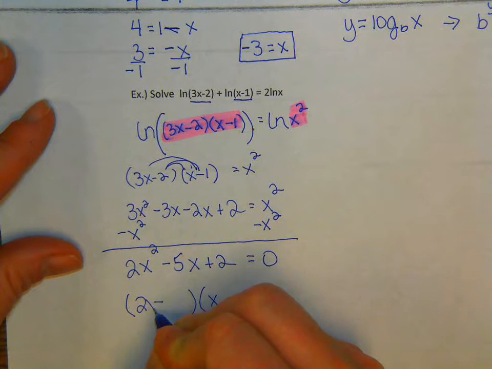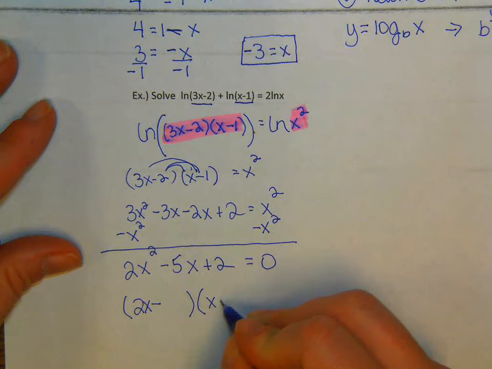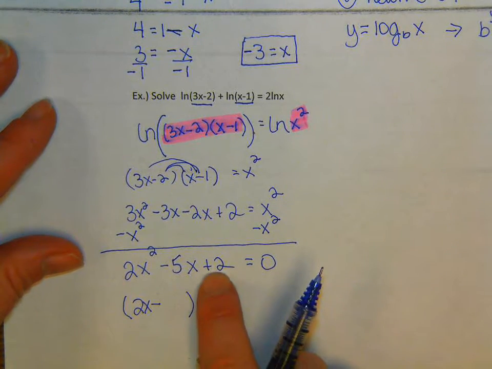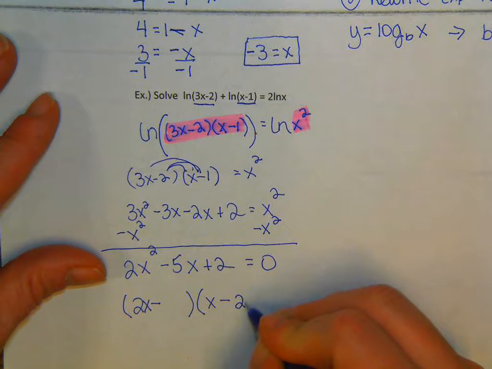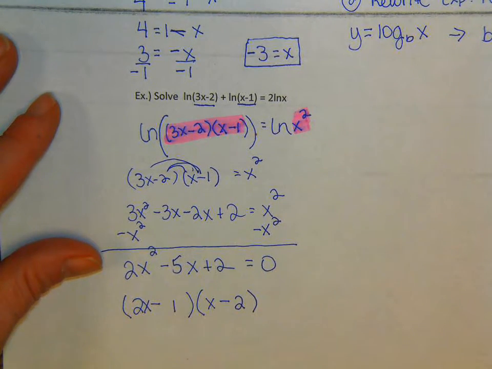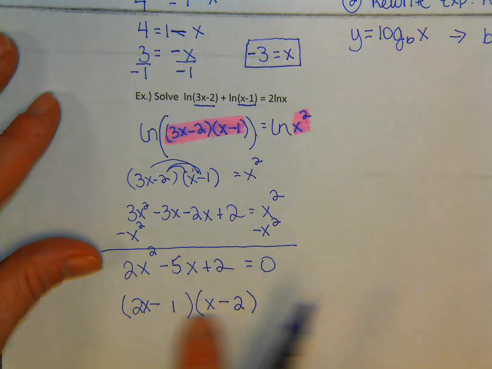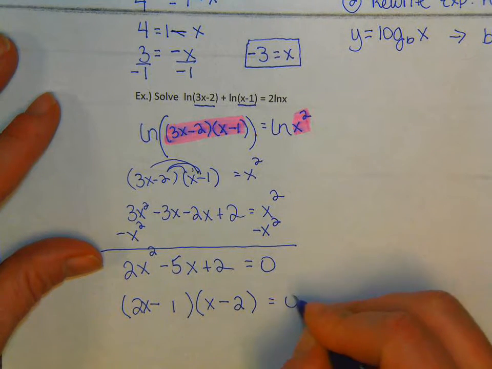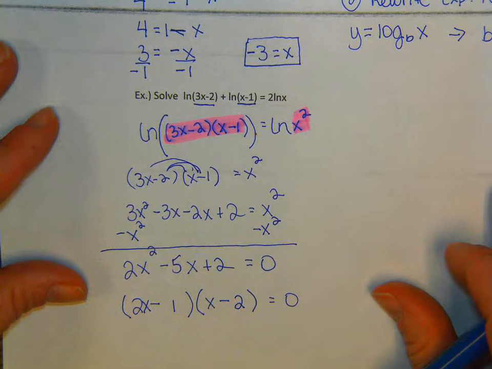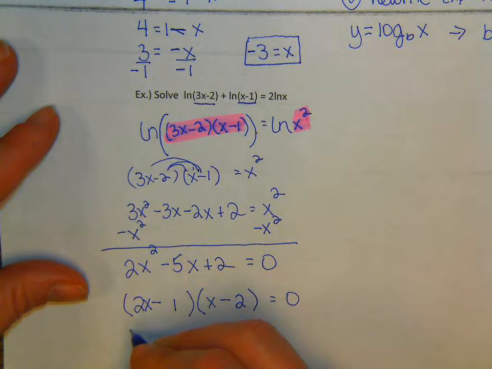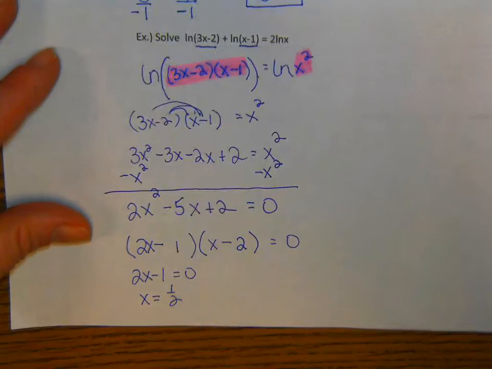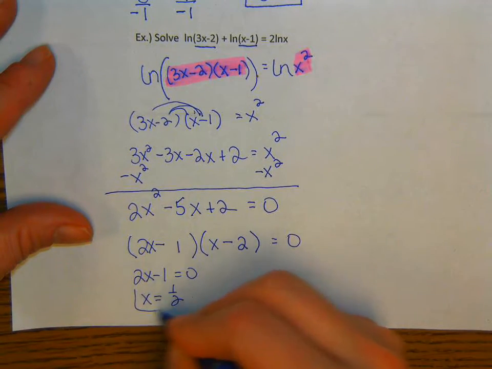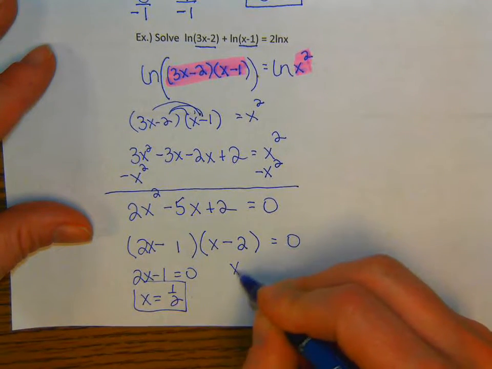So this is 2x and x. This is a minus and a minus, okay? And it has to be 2 and 1, in order to get negative 4x minus 1x. So I set each of those expressions equal to 0. So if 2x minus 1 equals 0, x would equal 1/2. And if x minus 2 equals 0, x would equal 2.